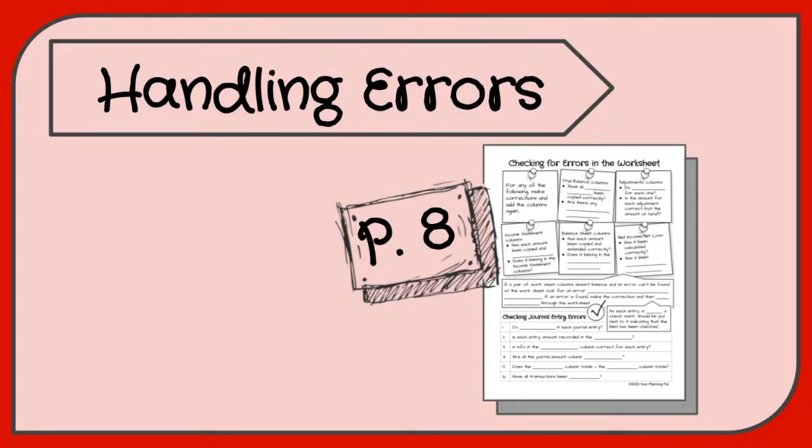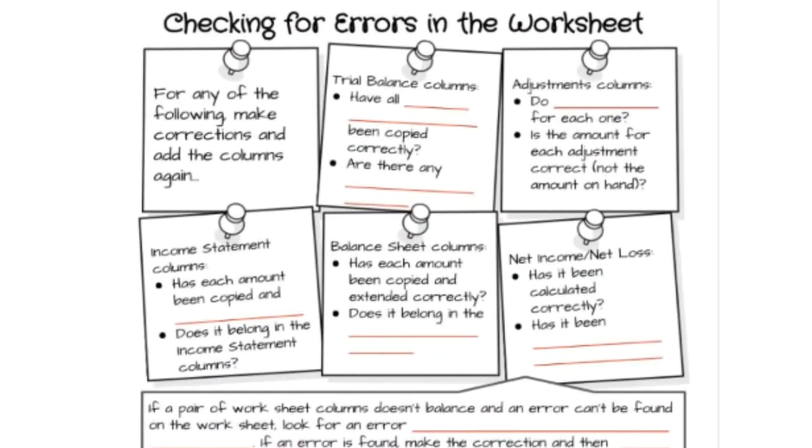And here we are. Our last page is handling errors. So checking for errors in the worksheet consists of these things. For any of the following, make corrections and add the columns again. In the trial balance columns, you want to ask, have all ledger account balances been copied correctly? Also, are there any typical calculation errors? In the adjustments columns, you want to ask yourself, do debits equal credits for each one? And is the amount for each adjustment correct? Not the amount on hand, but the adjusted amount.